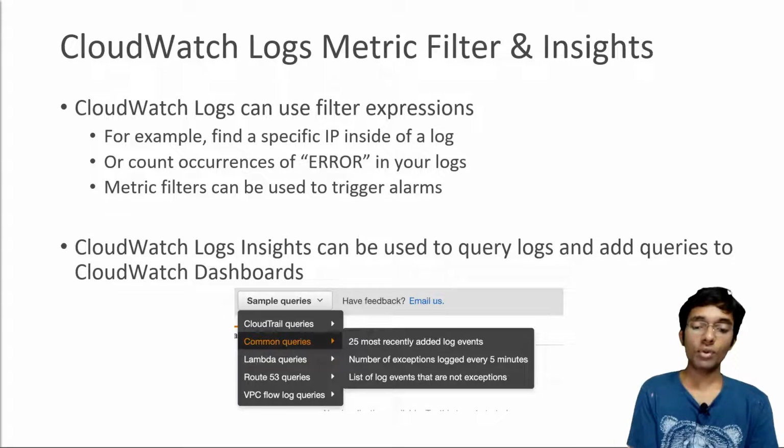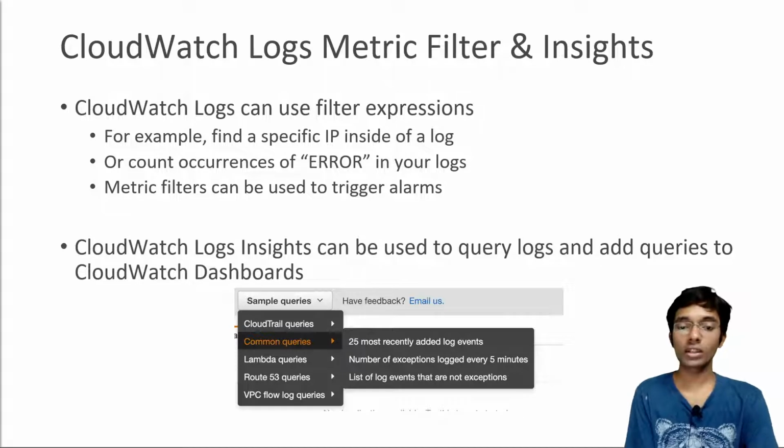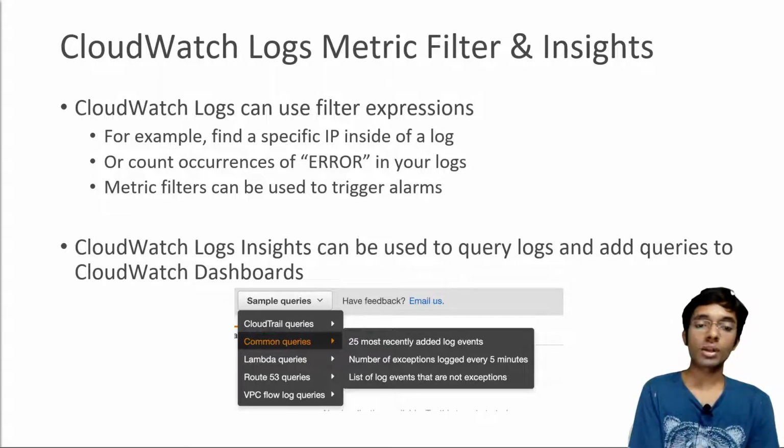And if you wanted to analyze your logs within CloudWatch Logs, you will use something called CloudWatch Logs Insights to query logs directly, and even keep these queries and add them to the CloudWatch dashboard. The cool thing about CloudWatch Logs Insights is that it also has simple queries of what you can do directly within CloudWatch. For example, you can get the number of exceptions logged every 5 minutes, a list of log events that are not exceptions, or something specific to Lambda, Route 53, VPC flow logs, etc.